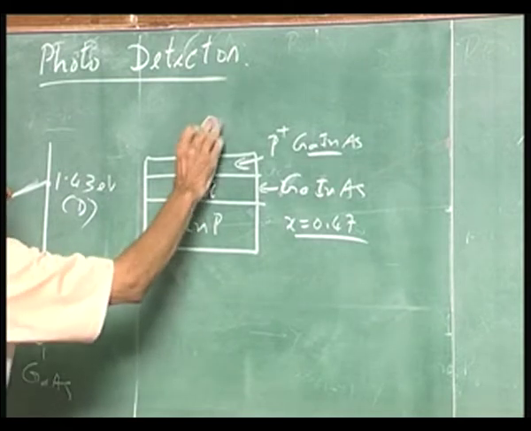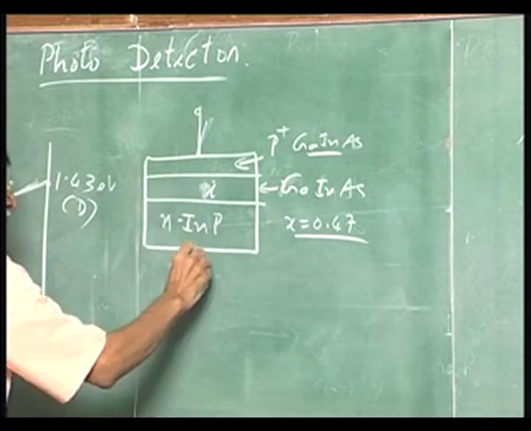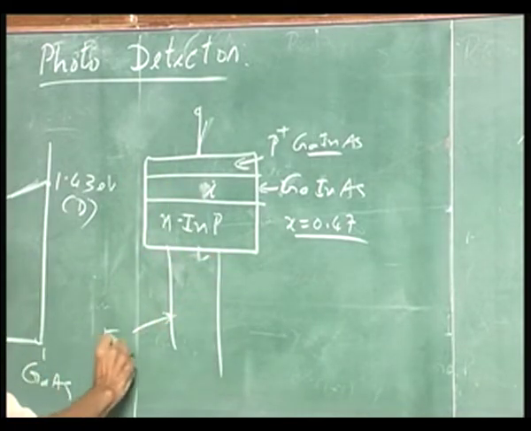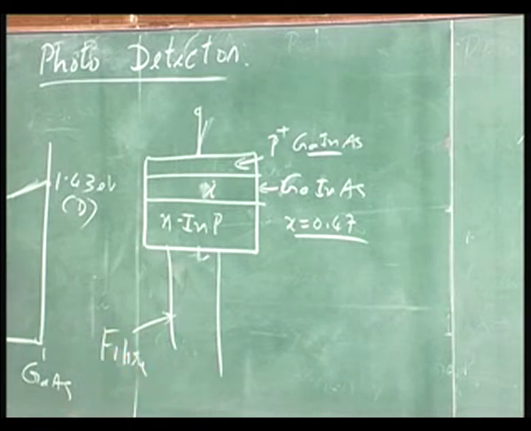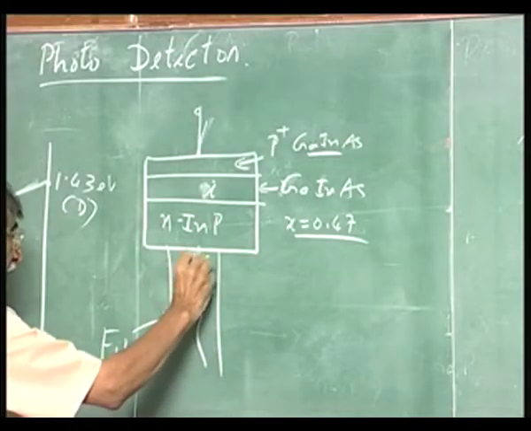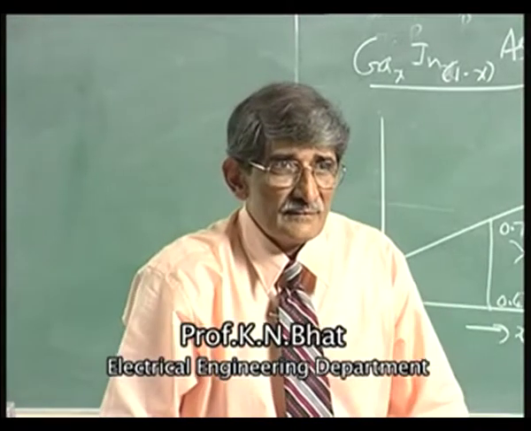Connected to, of course, you can bias it. Okay, you can bias it. This is the fiber. A fiber is connected from this indium phosphide side. Okay. So, light is falling on this. The fiber is coupled to that. You must make arrangements to couple it together. The light is falling on that.